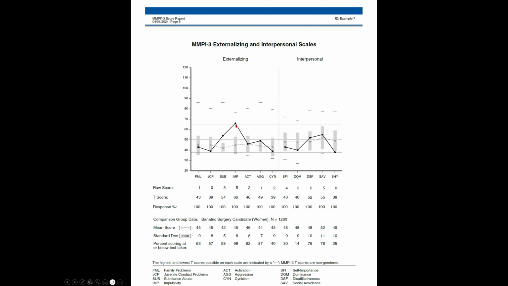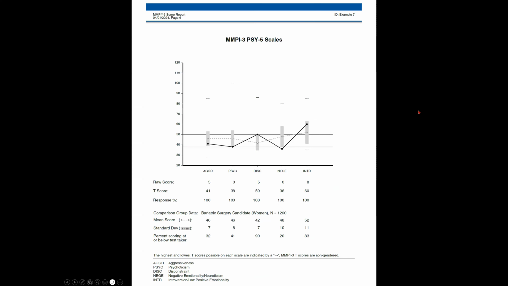She is elevated on impulsivity, so tendency towards some non-planfulness that the bariatric surgery team would want to be aware of and take into account in making plans for this individual and their pre and after care, and within normal limits on the PSY-5 scales.